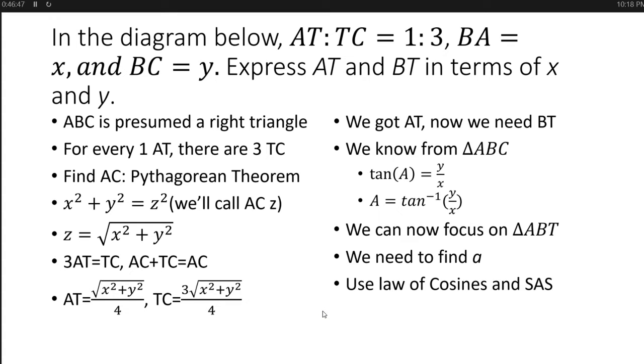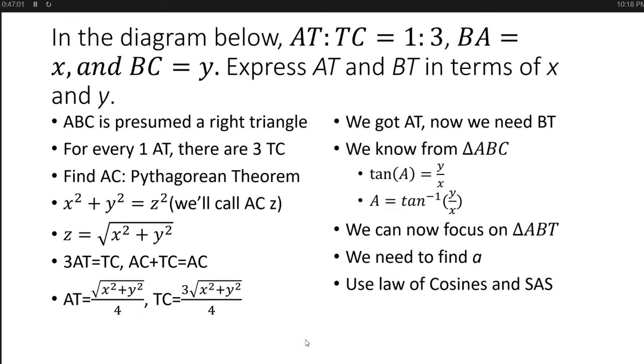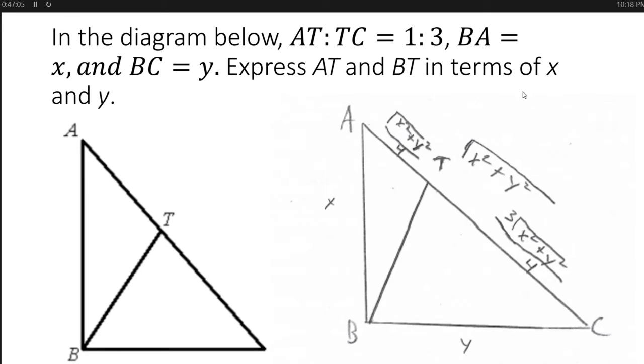So ABC is presumed as a right triangle. For every one AT, there are 3 TCs. We just covered this. And then we're going to find AC, Pythagorean theorem. We'll call it Z. So going back to this, we'll call it Z for the time being. Z is just the root of x squared plus y squared. So seen right here, this whole thing is x squared plus y squared.